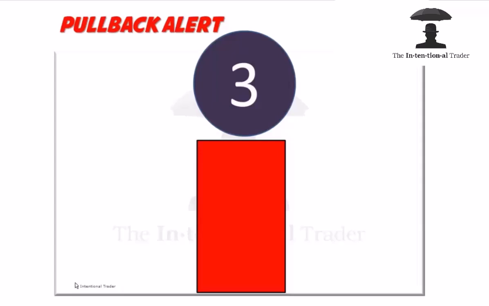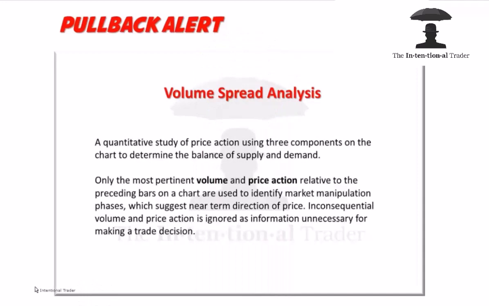Our pullback alert indicator was developed using volume spread analysis to help us understand the weight of volume and price action on the sentiment of the current price. Volume spread analysis is a study of price action in three components on a chart, trying to determine the balance of supply and demand. Only the most pertinent volume and price action relative to the preceding bars on a chart are used to identify market manipulation phases, which suggest near-term direction of price.